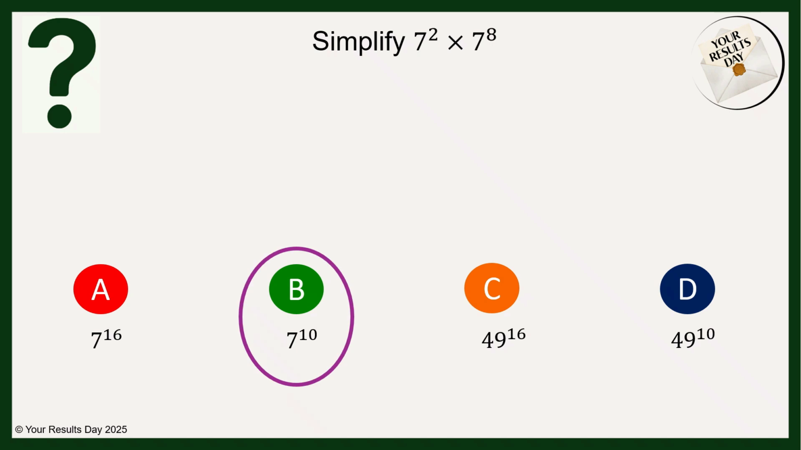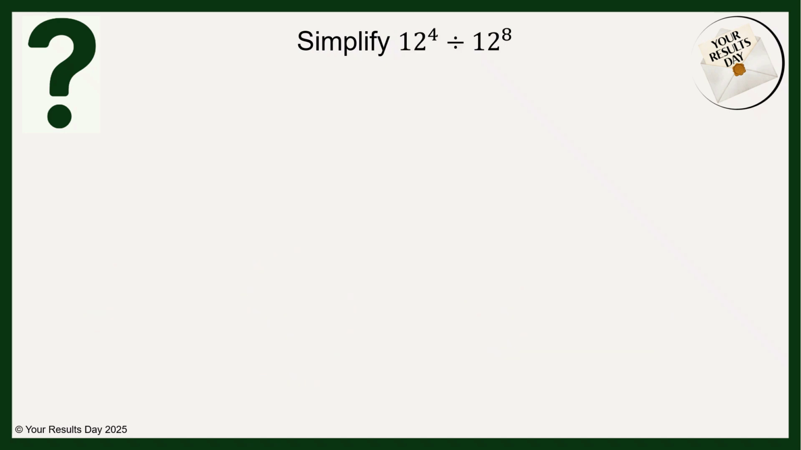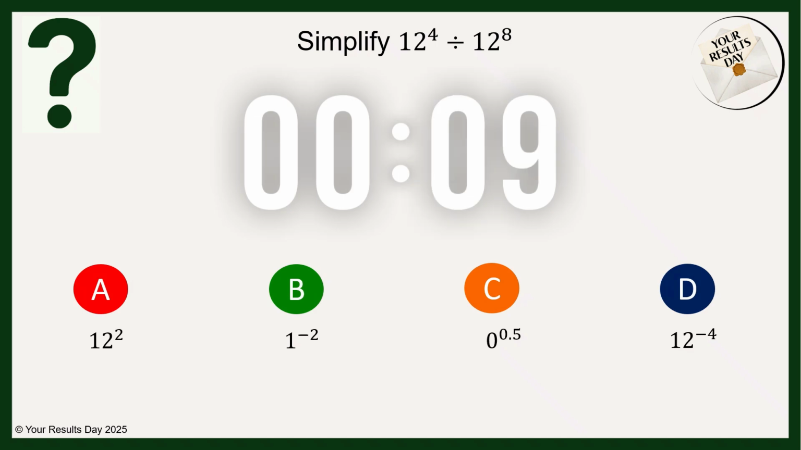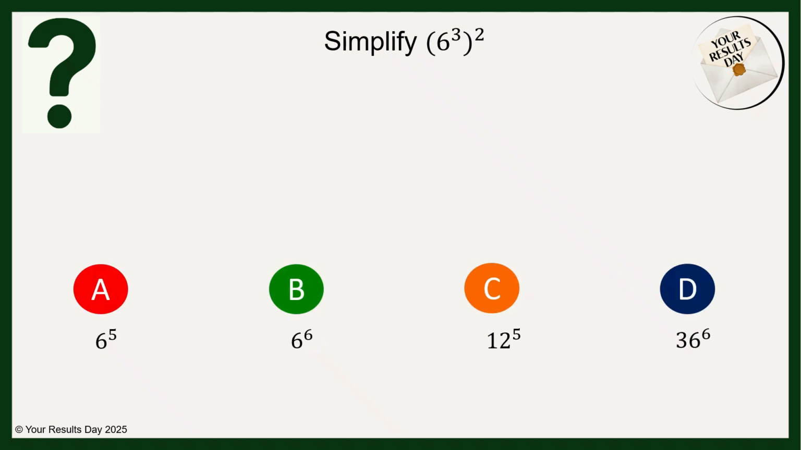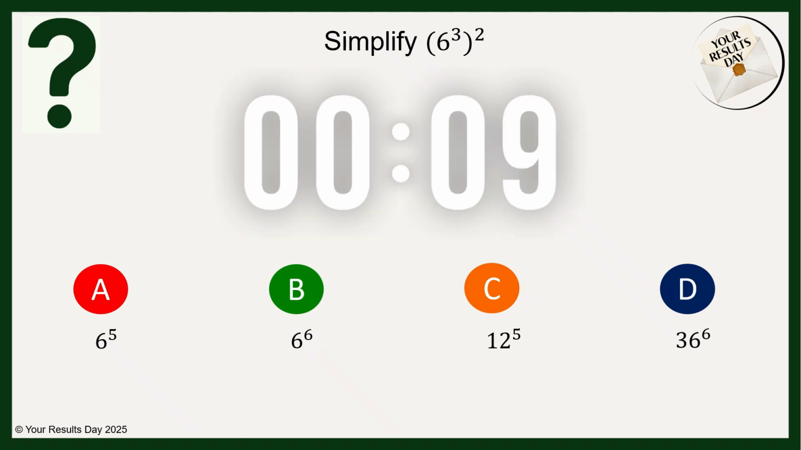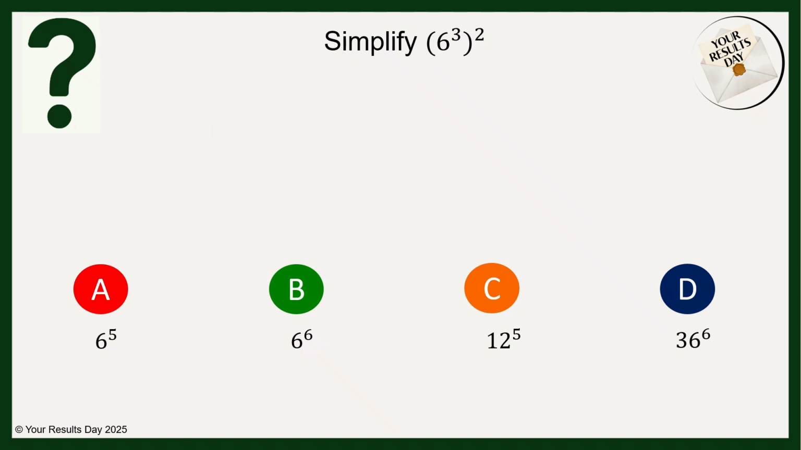And the answer was B, 7 to the power of 10. On to the division law now. And the answer to this one was D, 12 to the power of negative 4. On to the power law now. We've got 6 cubed being raised to the power of 2, or being squared. That one was B, 6 to the power of 6.